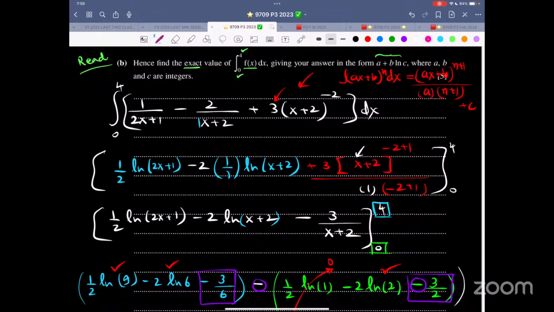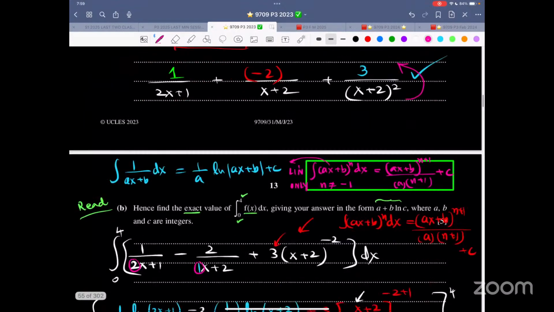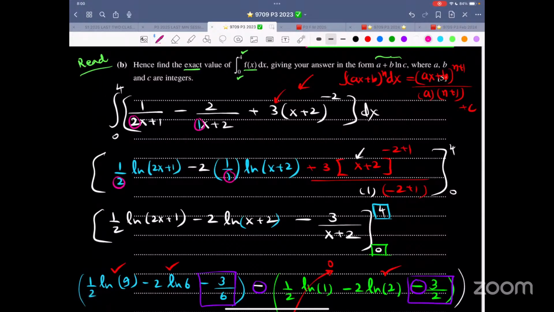Over here, the coefficient of x is 2. So this is 1 over 2 ln of 2x plus 1. Over here, the coefficient of x is 1, so 1 over 1 ln of x plus 2. For this thing, you have to take this up, so this is taken up in order for the chain rule to be applicable. So this 3 as it is, this is negative 2 plus 1.